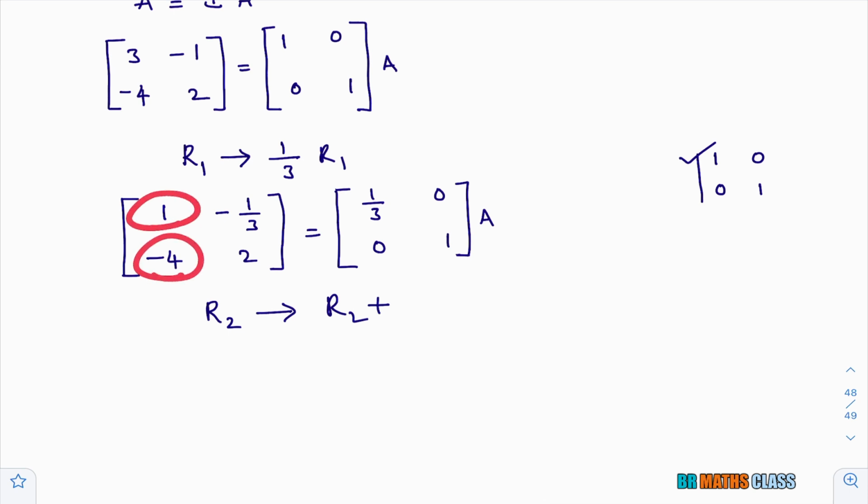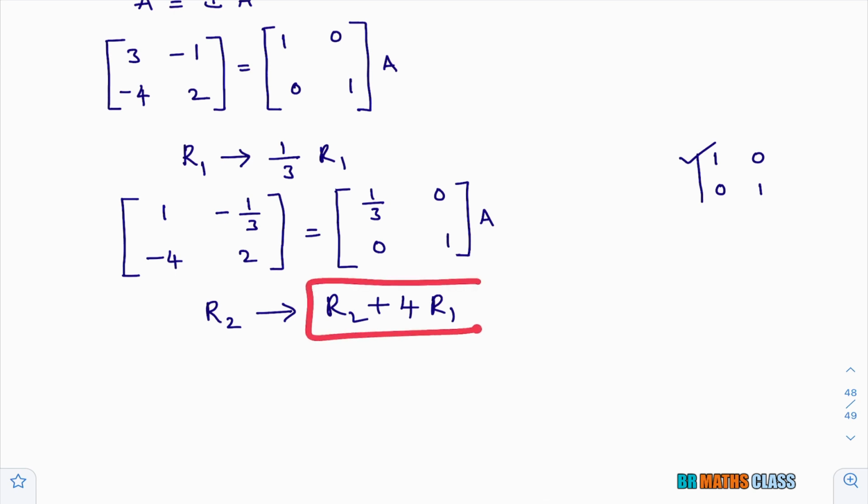Minus 4 plus 4. R2 plus. I want 4 here. How will I get 4? If I multiply this row with 4, I'll get 4 times R1. Why have I written this operation? To get 0. If I write this operation, then only I'll get 0. R2 is minus 4. Minus 4 plus 4 into 1. Right? Okay, we'll use this operation.